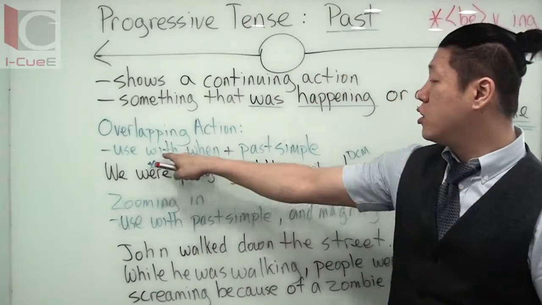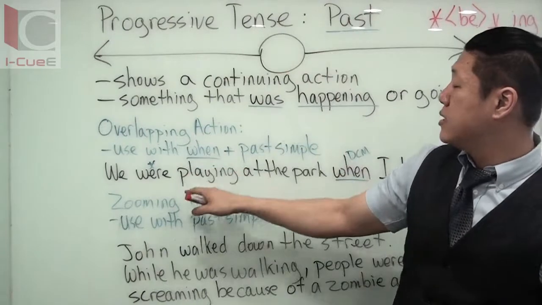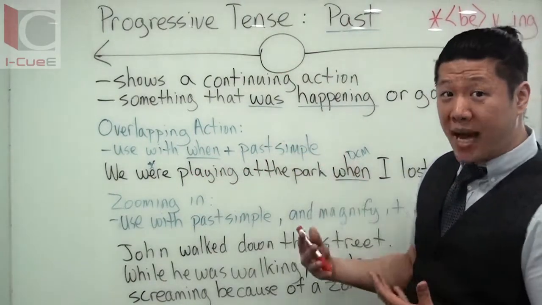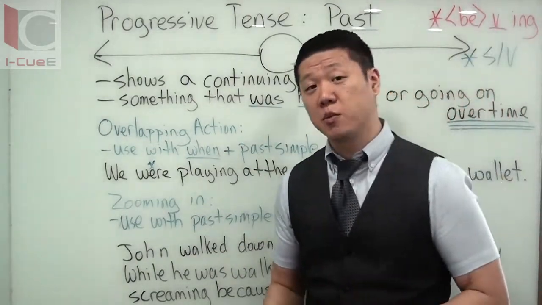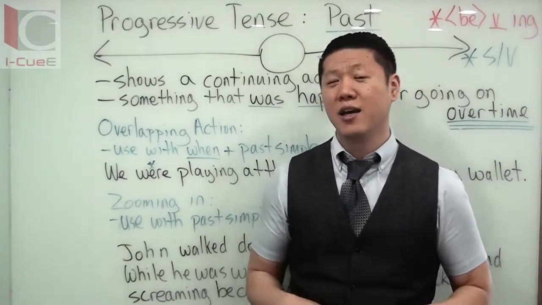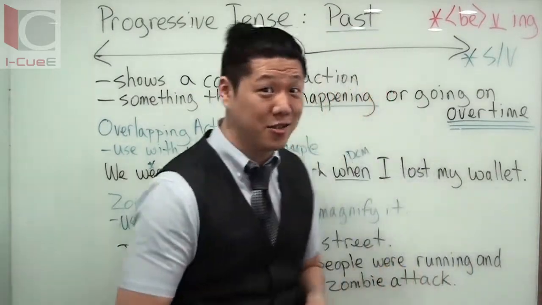So overlapping, you use it this way. You want to start with a progressive past sentence and then add when plus a simple past sentence, okay? When is a dependent clause marker. We just finished our complex sentences. If you don't know that, go back to our old videos and of course watch the complex sentence lesson 2.